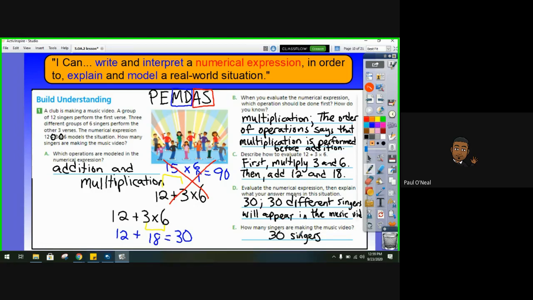So, first we looked at a numerical expression. We needed to interpret it. We need to figure out what to do first and then go ahead and solve it. What's going to end up happening is we're going to see the equation, and we need to, of course, follow the order of operations in order to then solve it correctly. All right? So I want you to take a look at this.